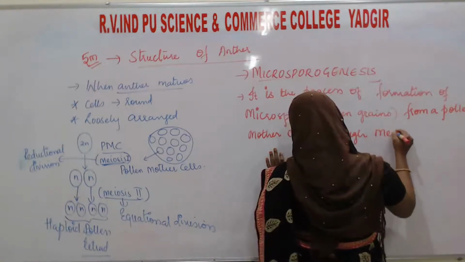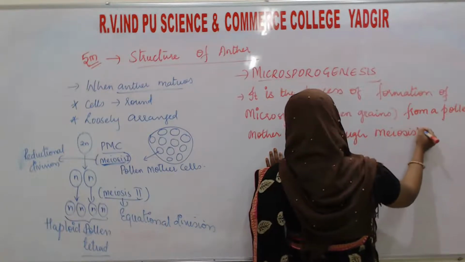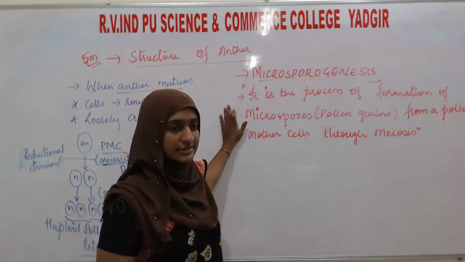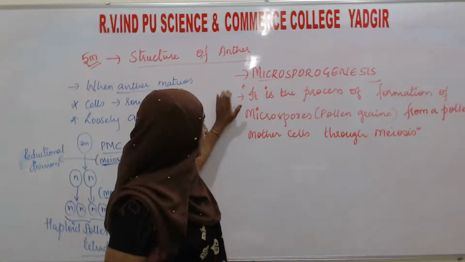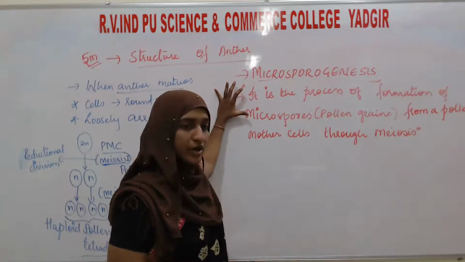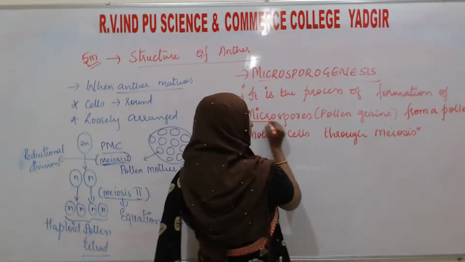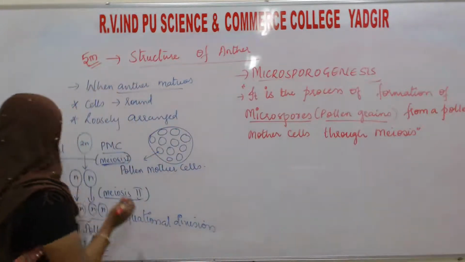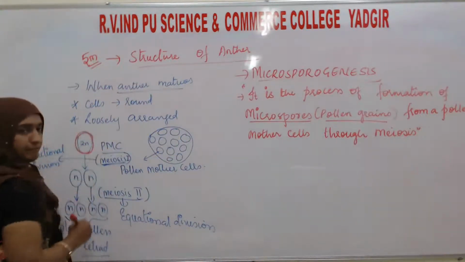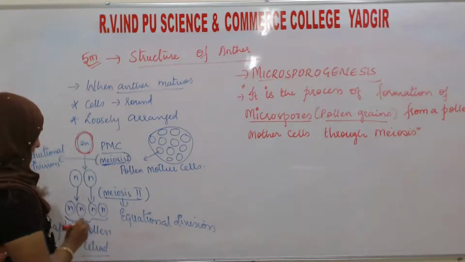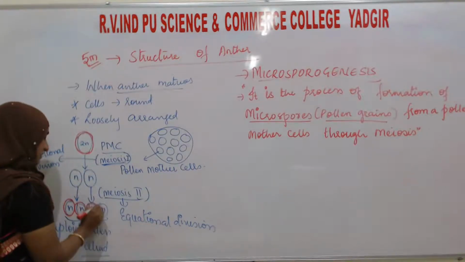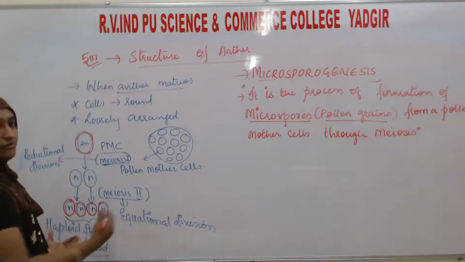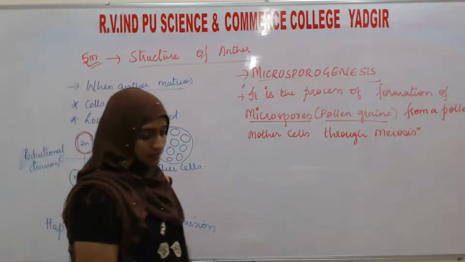Through meiosis. And this process is known as microsporogenesis, where there is a formation of microspores, that is pollen grains, from the pollen mother cell. As you can see here, this is the pollen mother cell, from which the spores are going to form, which is known as the pollen tetrad. Later on, we can call it the pollen grains.